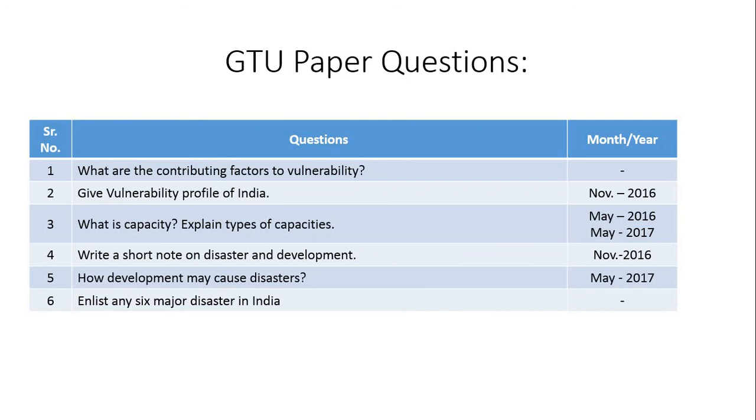These are the GTU paper questions. These are: what are the contributing factors to vulnerability, key vulnerability profile of India, what is capacity, explain types of capacity, write a short note on disaster and development, how development makes disasters, and enlist any 6 major disasters in India. It is important for your exam preparation.